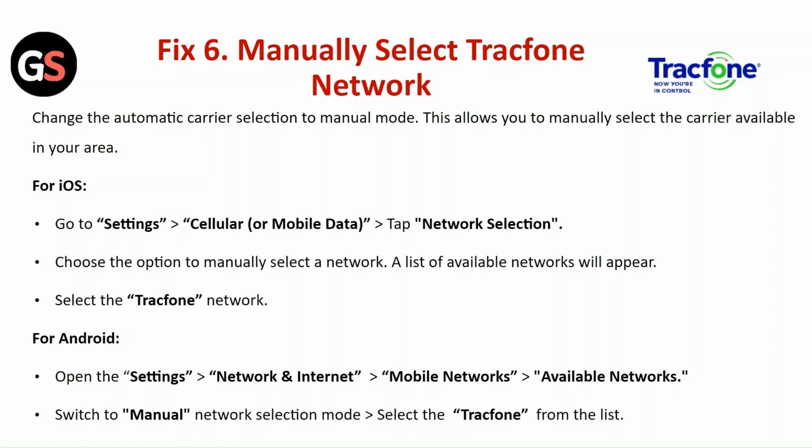For Android, open the settings, click on network and internet and go to mobile networks. Select available network and switch to manual network selection mode. Select TracFone from the list.